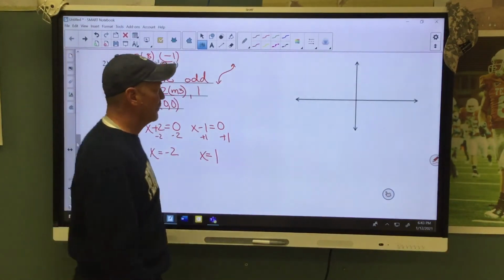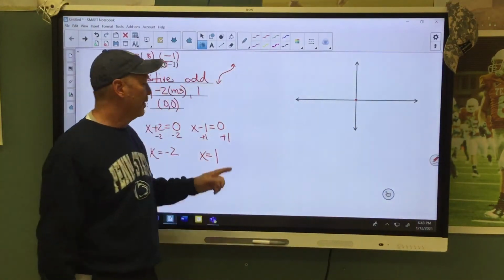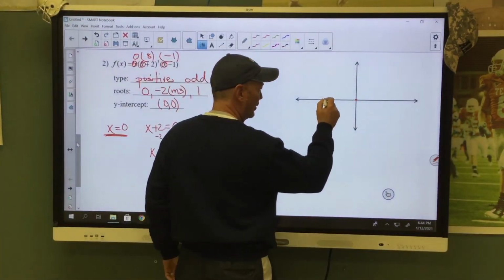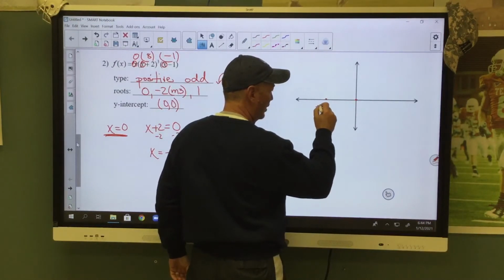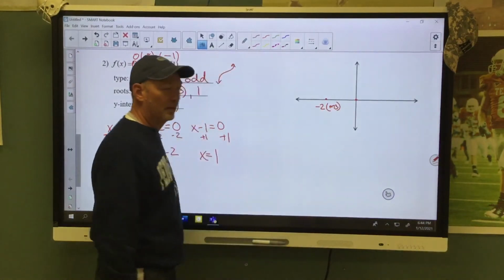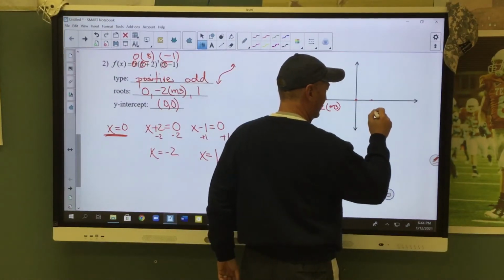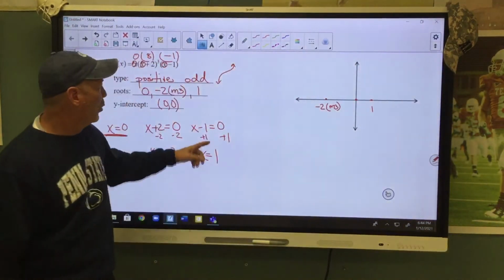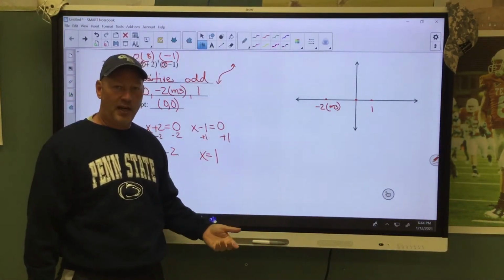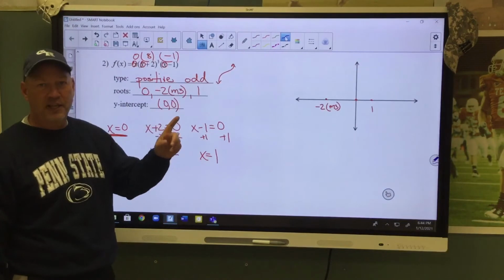All right, we're going to put a dot at 0. Okay, there's that root. We're going to put a dot at negative 2. We're going to say that's M3. We're going to put a dot at positive 1. Okay, now remember, we have to start low and finish high because it is a positive odd. Let me change colors real quick, okay?